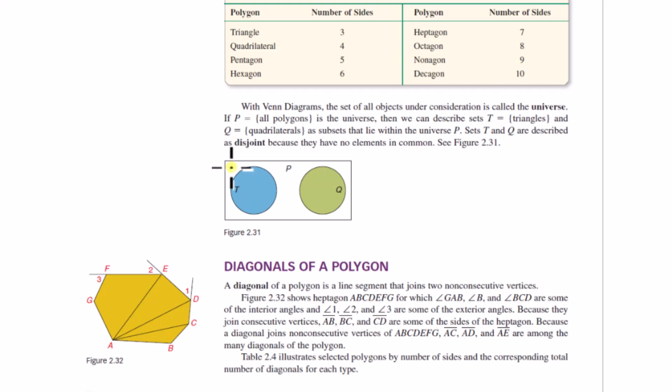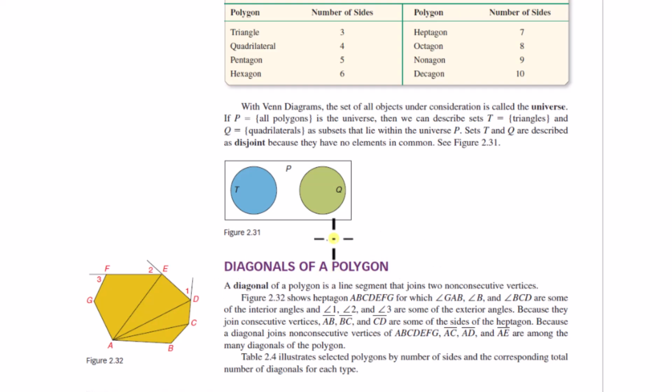So a subset, if you think about it, is saying that triangles are a subset of polygons. Every triangle is a polygon. Every single triangle is a polygon. Every single quadrilateral is a polygon. But since those two are completely separate within the set P of all polygons, you call that disjoint. Those two sets are disjoint.